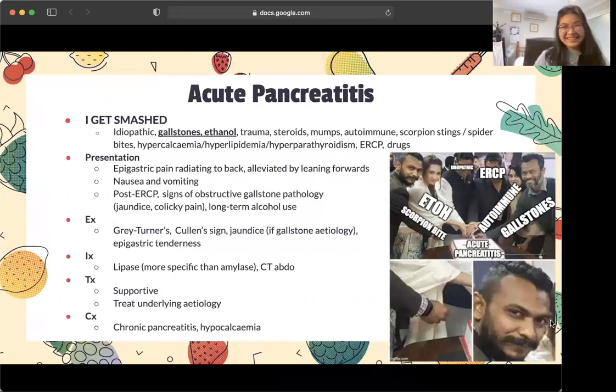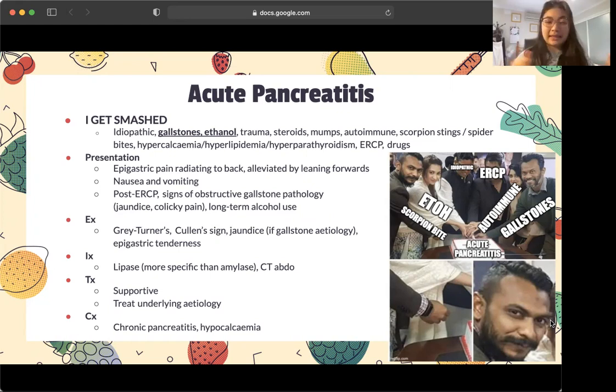So with acute pancreatitis, we do want to remember the acronym I GET SMASHED, but really you just need to remember the GE part. Gallstones and alcohol are the two top causes for acute pancreatitis. Do not tell a consultant scorpion bite when they ask you what causes acute pancreatitis. Everyone remembers it, but don't say it. So gallstones and alcohol. Cool.